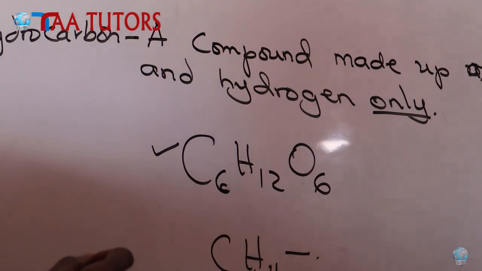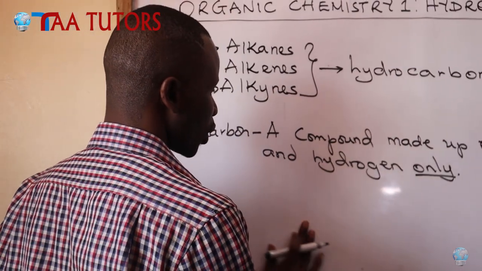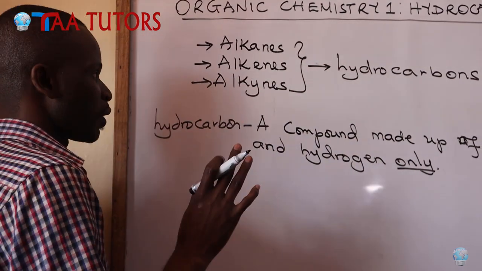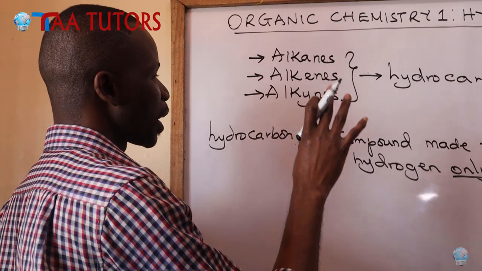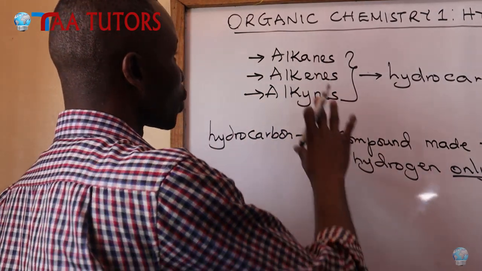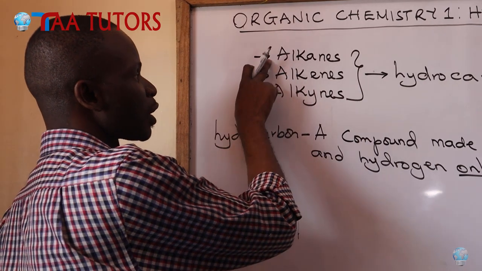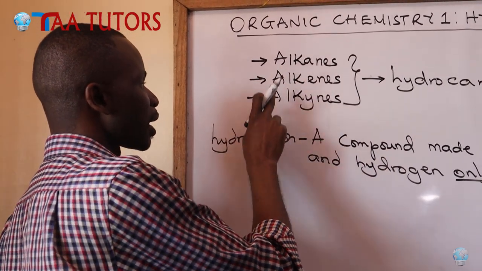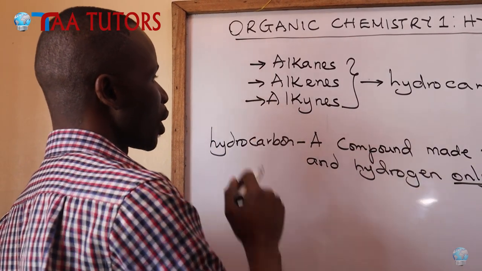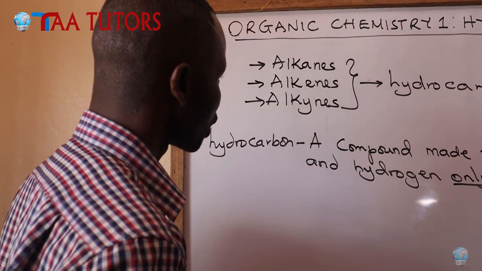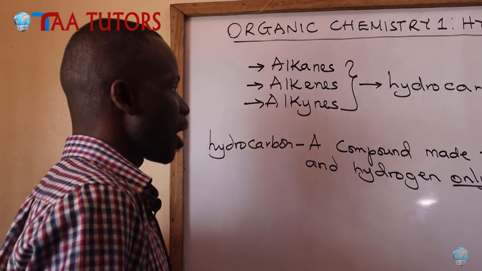Now, let's come back. We have understood what hydrocarbons are. They are compounds made of carbon and hydrogen only. Those organic compounds have three families: alkanes, the first member, alkenes, and alkynes. So you can realize that these are the first three homologous series out of the six we talked about last time, and we are going to discuss them under organic chemistry one.